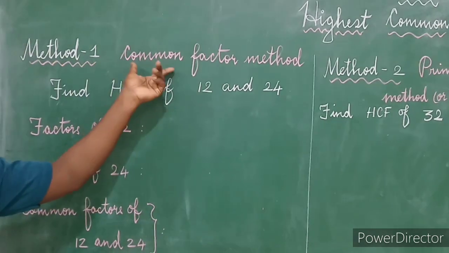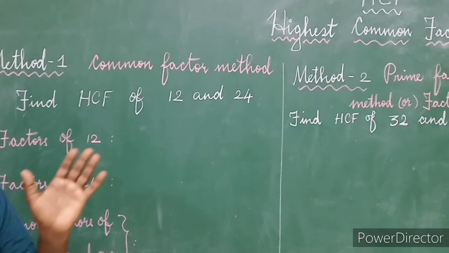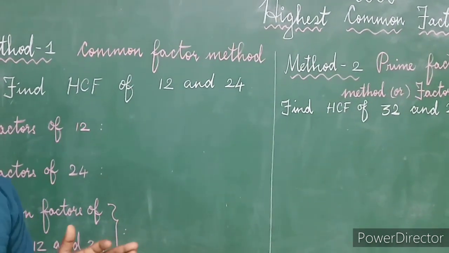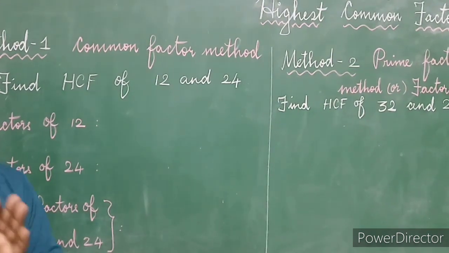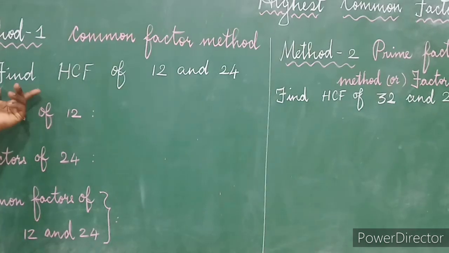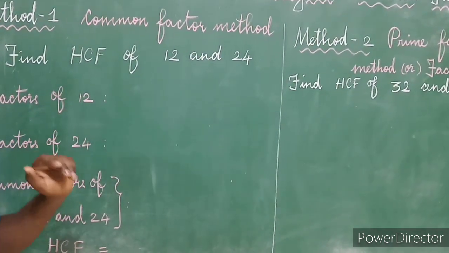Method 1. Common factor method. We need to find the factors of the given numbers, then find what is common among them, and then find the highest among them. So it is a very easy, very basic method. Take for example, find the HCF of 12 and 24.